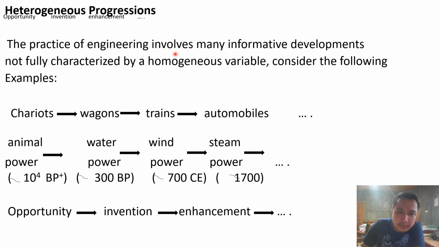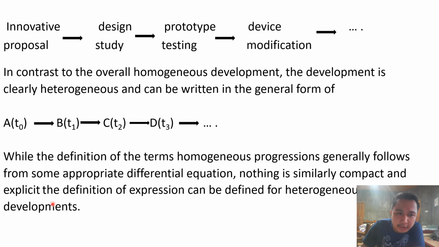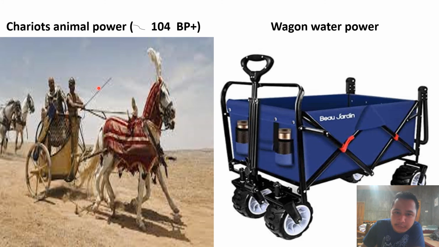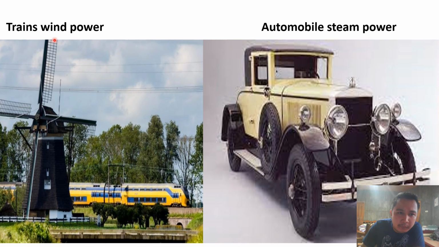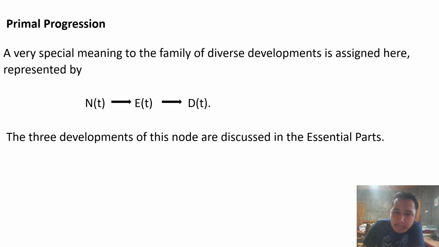The practice of engineering involves informative development not fully characterized by a homogeneous variable. Consider the following example: chariots, wagons, trains, automobiles, and opportunity enhancement. This is a sample. Chariots, animal power; wagon, water power; trains, wind power; automobile, steam power.